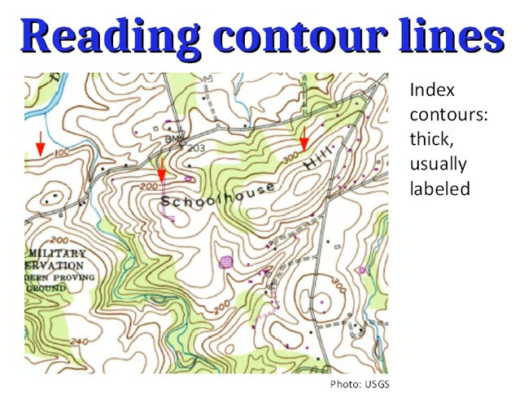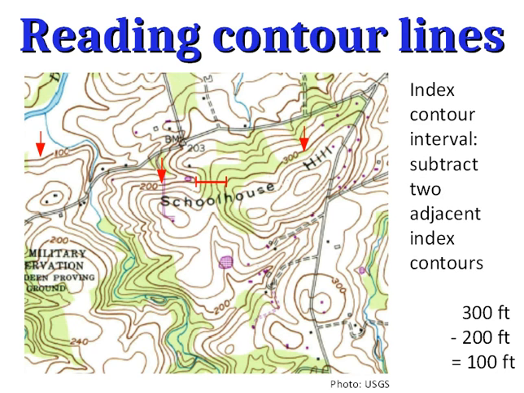Once you've identified the index contours, you can then calculate the index contour interval. This is the difference in elevation between two adjacent index contours. This is the amount that you'd go up or down if you traveled from a spot on one index contour to a spot on the next index contour.